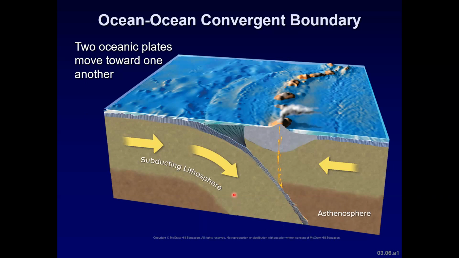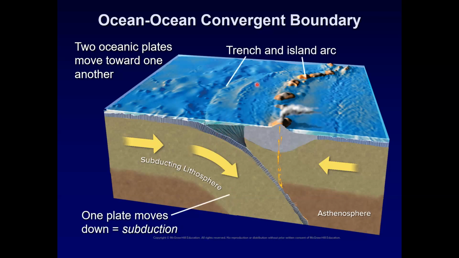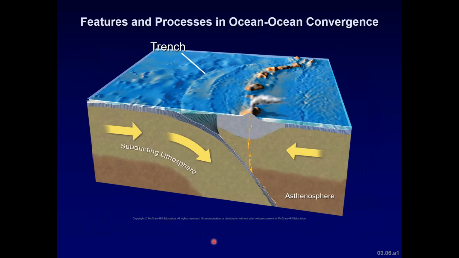That is associated with an oceanic trench right here. That's a low point. An accretionary prism here, and an island arc in the back. We'll talk about why that is. Okay. So first off, the trench forms where the downgoing plate flexes downward. Some of that material is scraped off. It forms an accretionary prism.